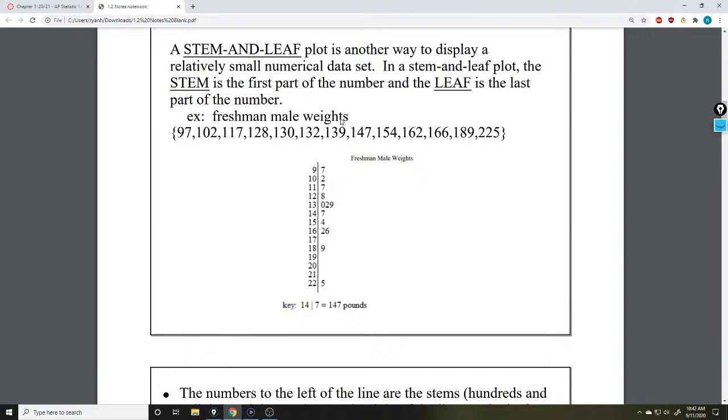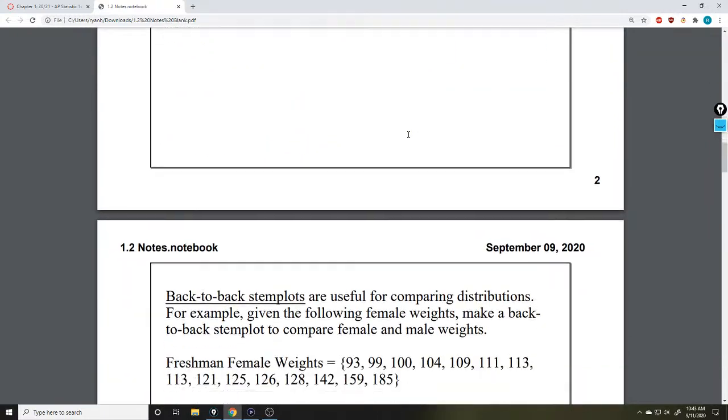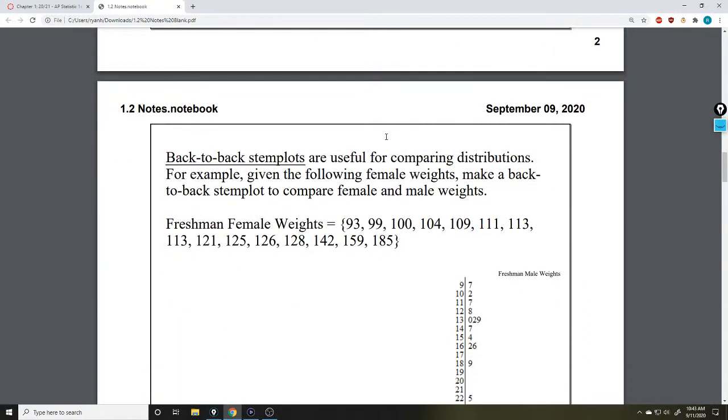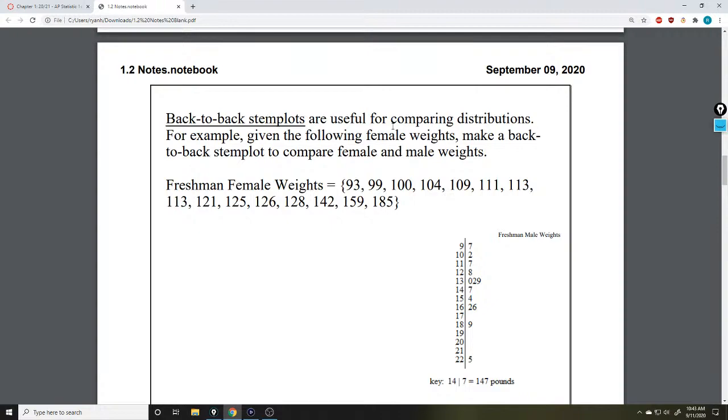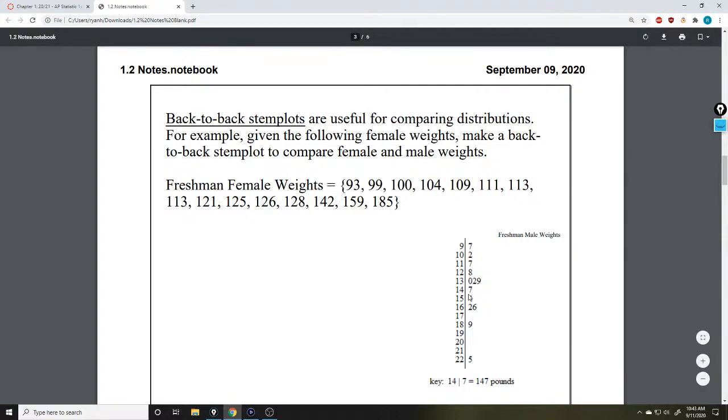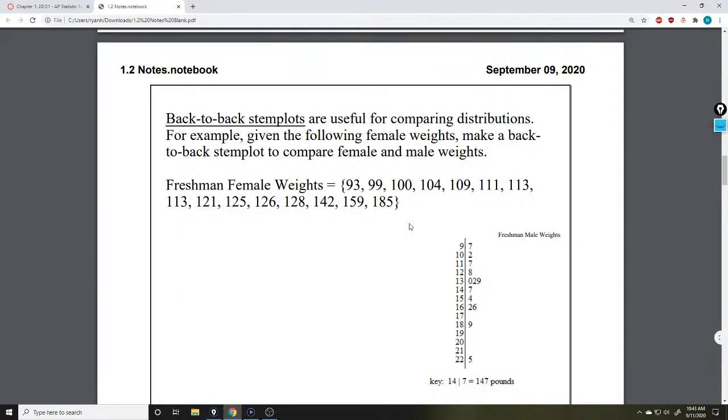Now, there are a few things that we can do to a stem plot to illuminate or visualize the data better. One of the things you can do is you can have back-to-back stem plots. So let's say that you have 2 different sets of data that you want to directly compare. So here are the male weights that we had earlier. And here are some female weights. And we want to make a comparison between what are any differences or similarities that we see between the male weights and the female weights.